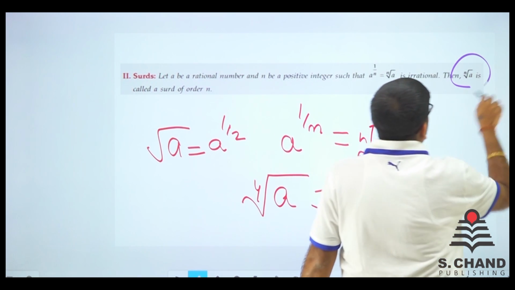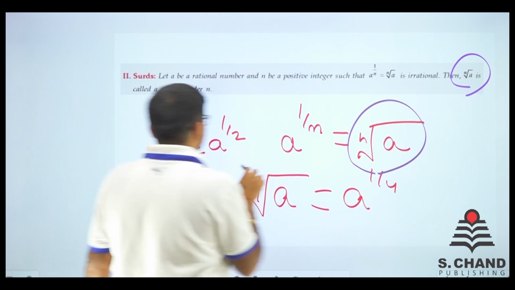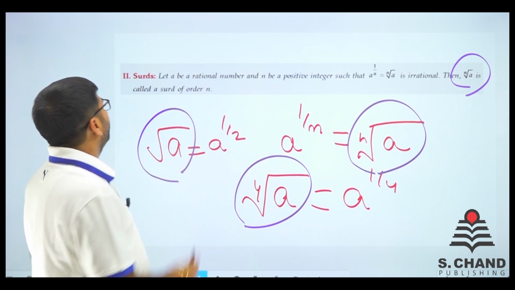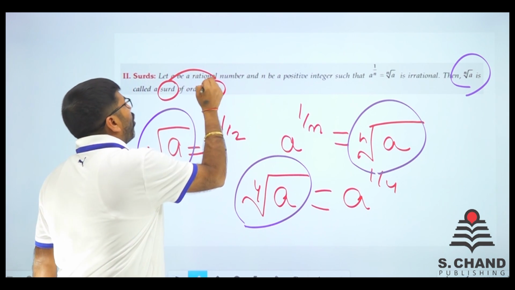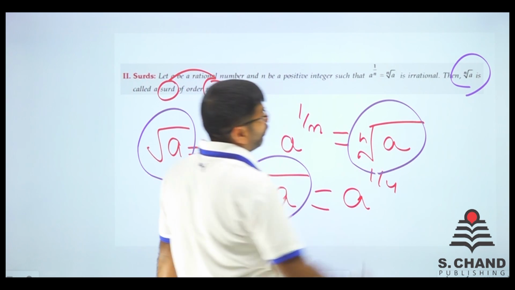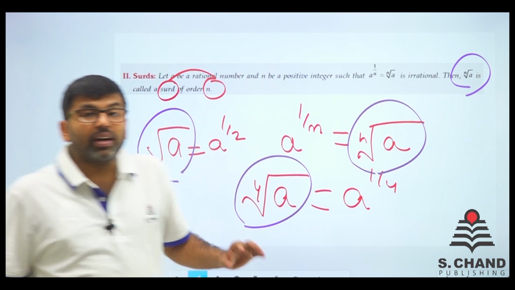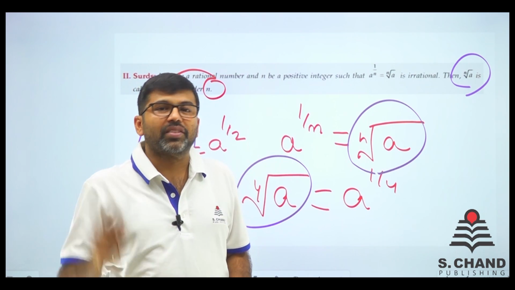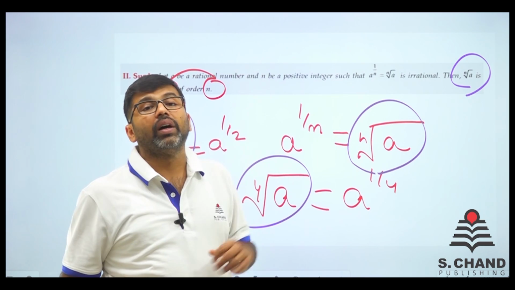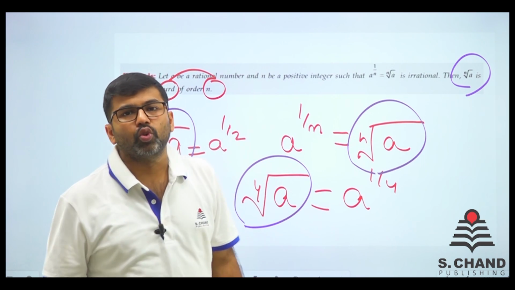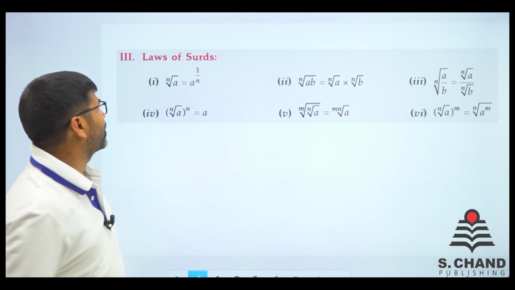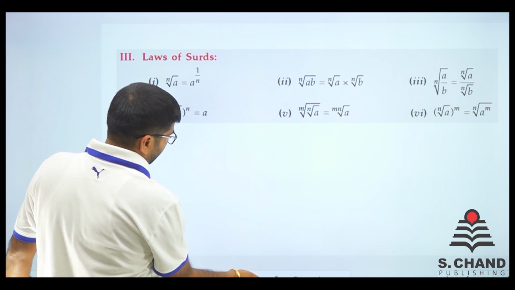These all which are in root are actually known as a surd of order n, surd of order 2, surd of order 4, surd of order n. So surd is that root of order something. That order is whatever is written on this part of the root. And there are some laws of surds as well. Laws of surds. Let's see.